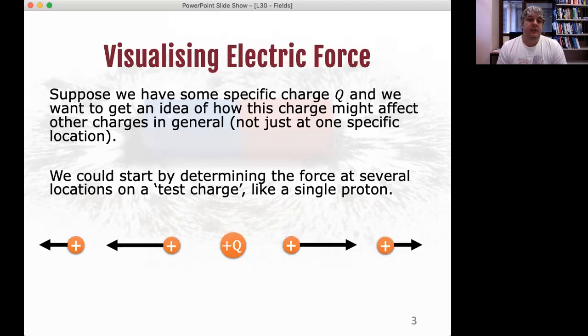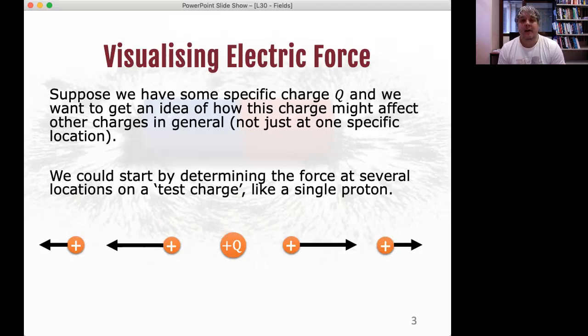Suppose we have some specific charge, Q, and we want to get an idea of how this charge might affect other charges in general, not at one specific location. We're not saying here's one particle, here's another, what's the force between them? We're saying here's one particle, what would be the force on any particle anywhere around it, right? What would be that force?